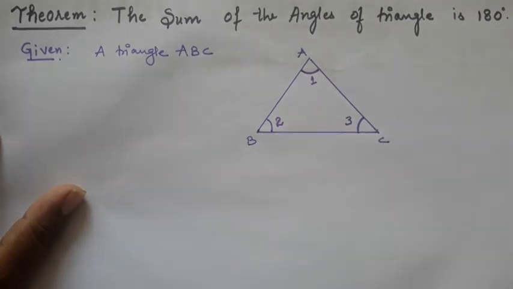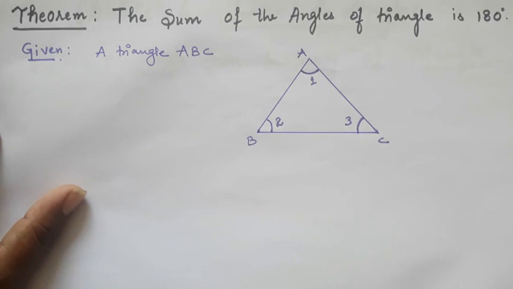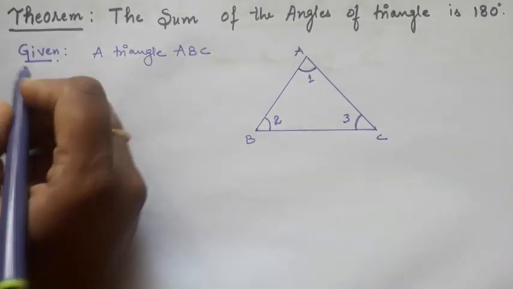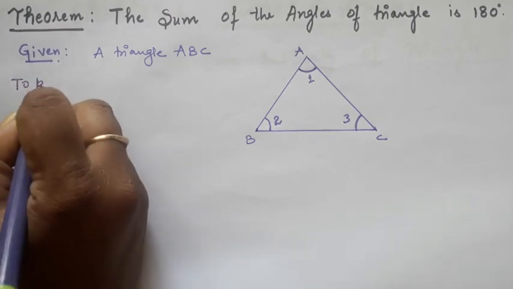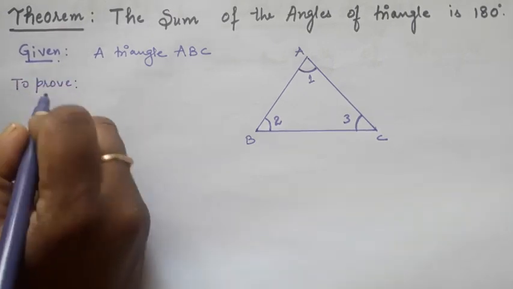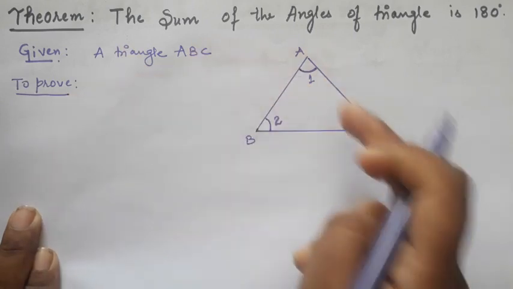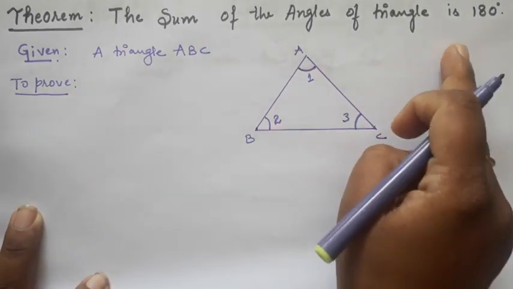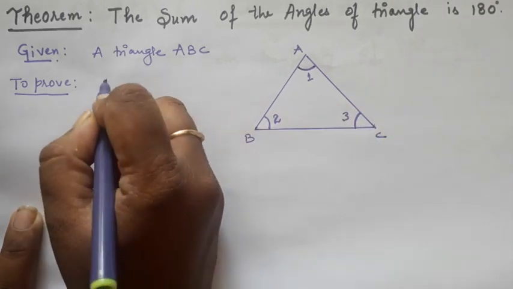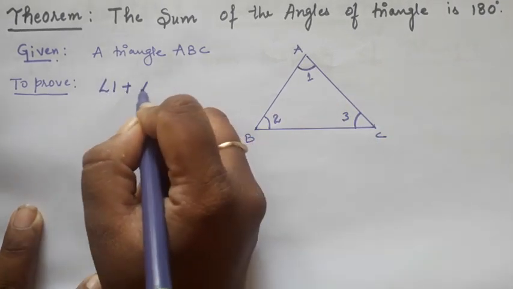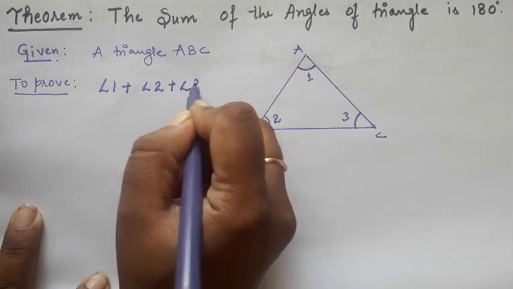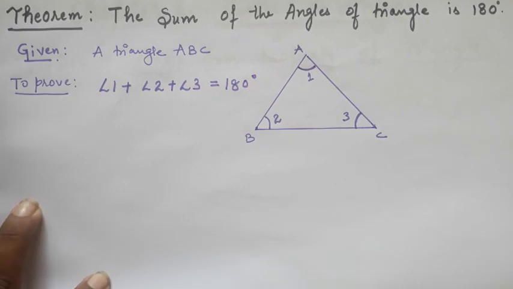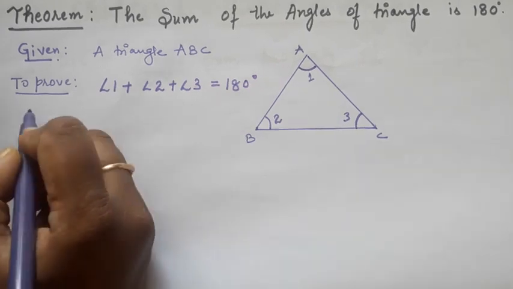Now what I need to prove is that the sum of the angles, that is angle 1 plus angle 2 plus angle 3, is equal to 180 degrees. So I'll write here: to prove, angle 1 plus angle 2 plus angle 3 should be equal to 180 degrees.